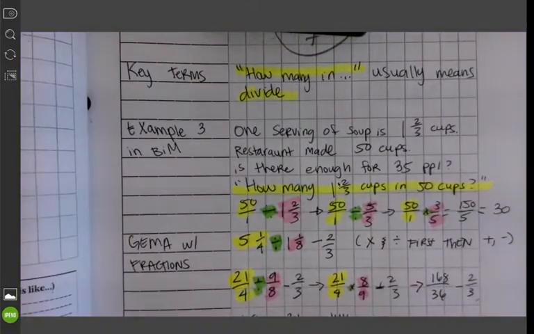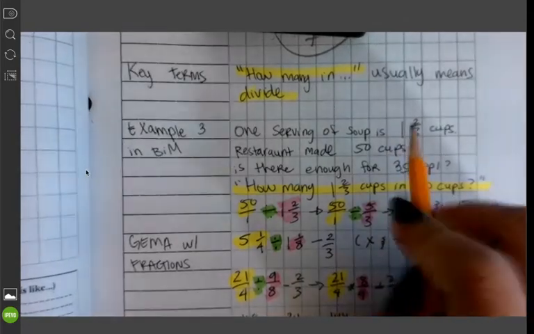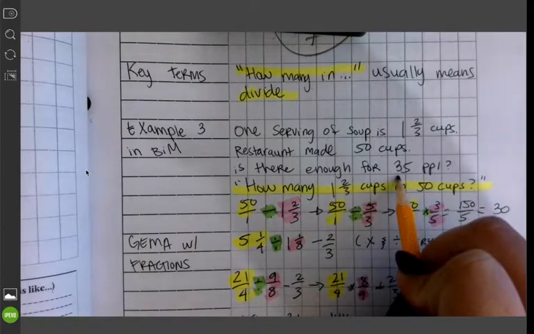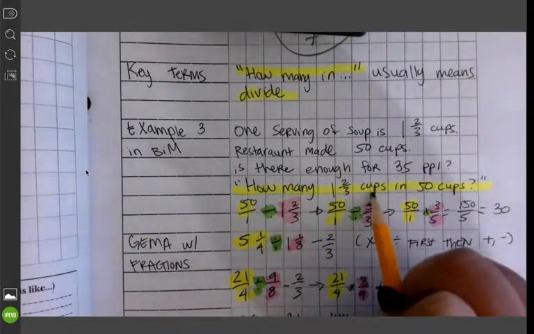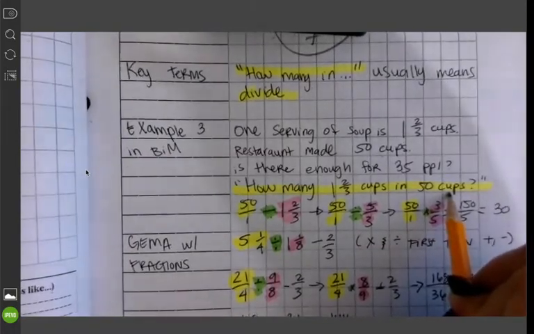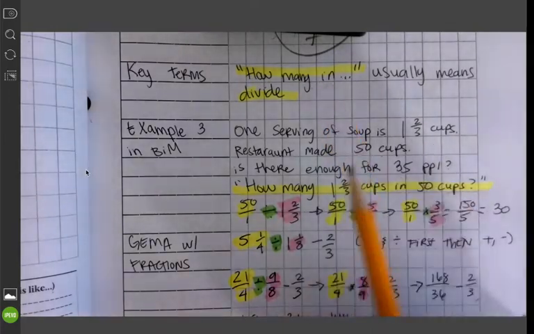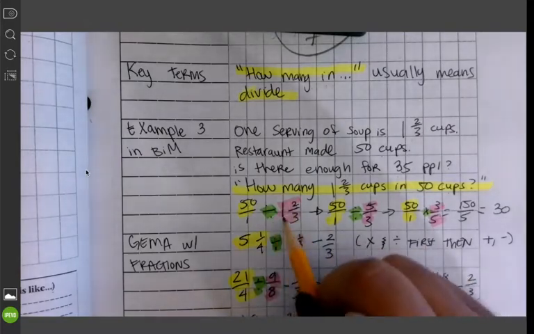So, I wrote some key things. 1 serving of soup is 1 2/3 cup. The restaurant made 50 cups. Is there enough for 35 people? So the real question is, how many 1 2/3 cups are in 50 cups? And is that number 35? Okay. How many in? That means divide. So we're going to do 50 over 1 divided by 1 2/3.